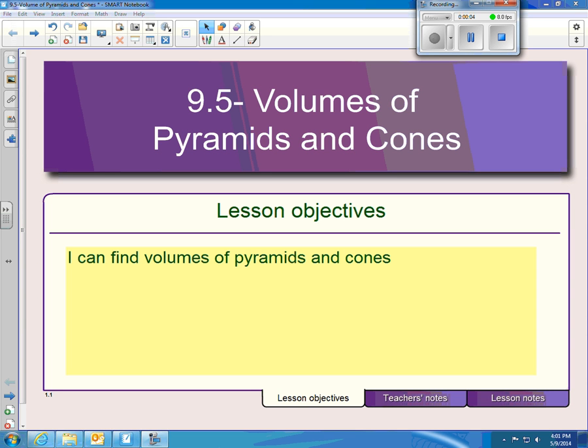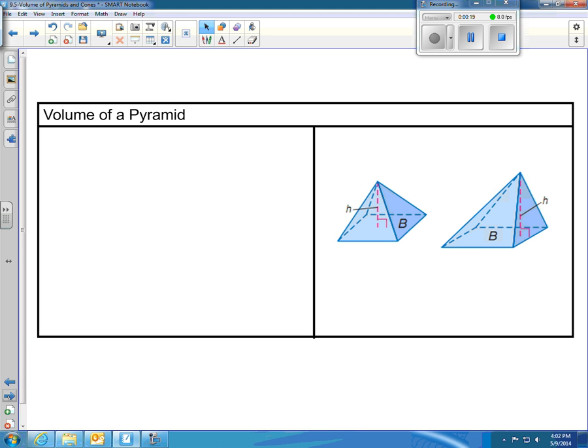We're going to cover Unit 9, Notes 5, volumes of pyramids and cones. Just like volumes of prisms and cylinders, we saw area brought back in. Again, we're going to see that with pyramids and cones. Our learning target today: I can find volumes of pyramids and cones.